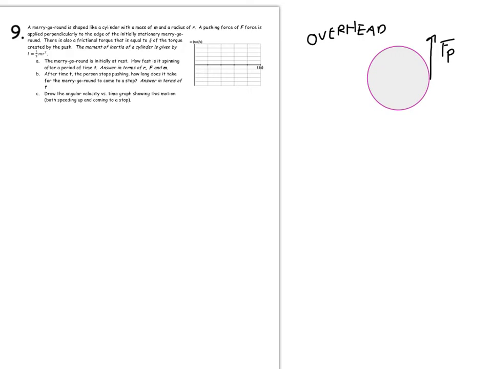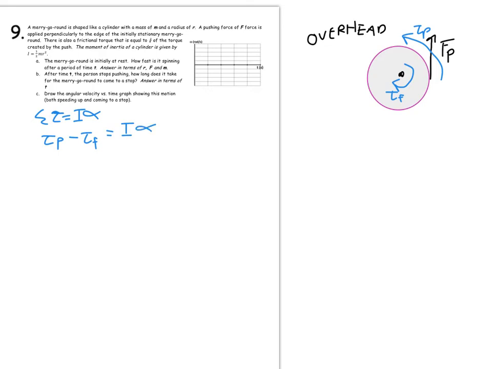So let's think now about the torques created by these forces. We clearly have a torque from this pushing force on the edge of our merry-go-round, and that's going to be going counterclockwise. And then we don't know exactly where this acts, but we do know that there's a frictional torque going the opposite way, about our pivot point in the center here. Now that we've identified our torques, let's set up our sum of the torques equals I alpha. So we're going to have the torque from the push minus that frictional torque is equal to our moment of inertia times alpha.